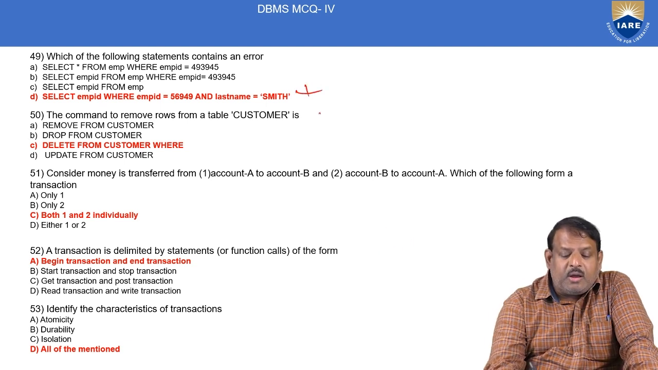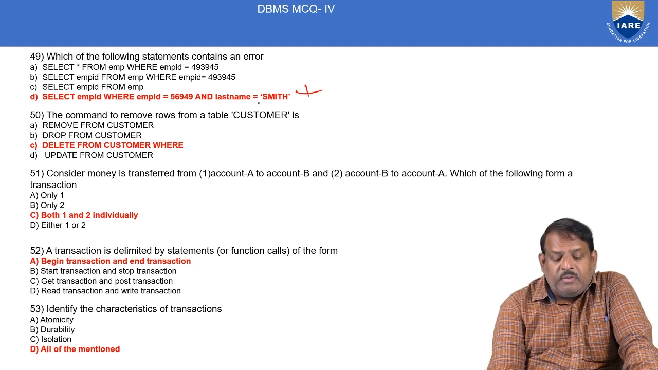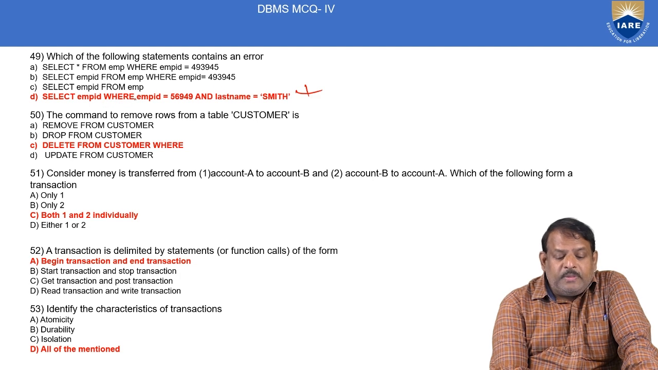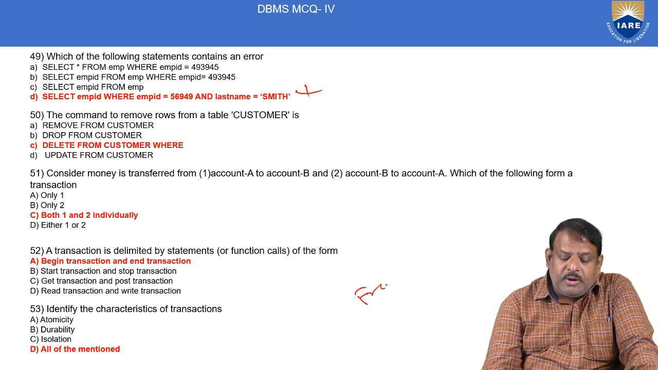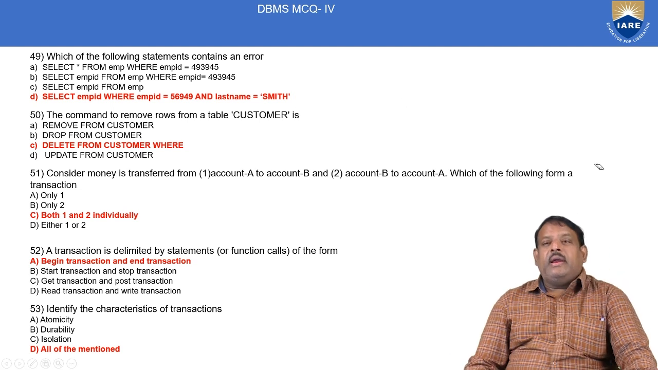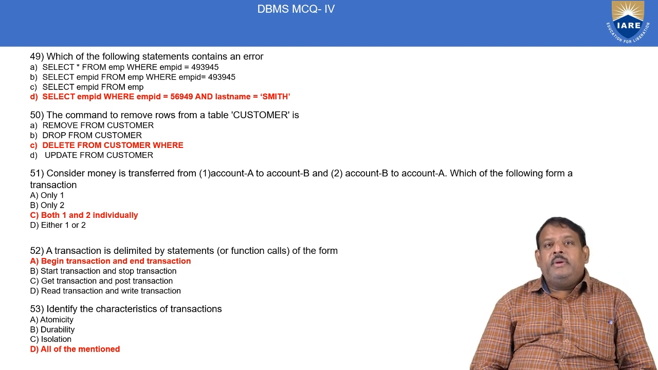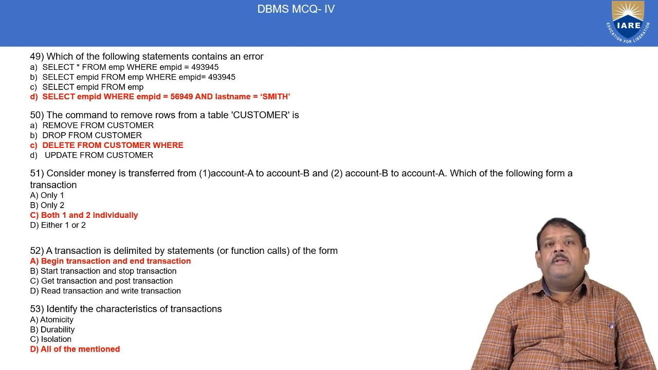So, this is the wrong answer. So, this is the wrong statement. Here, when we have to choose the right answer, we have to choose D, because the FROM statement is missing in the 49th question. So the right answer would be the 49th answer, D.